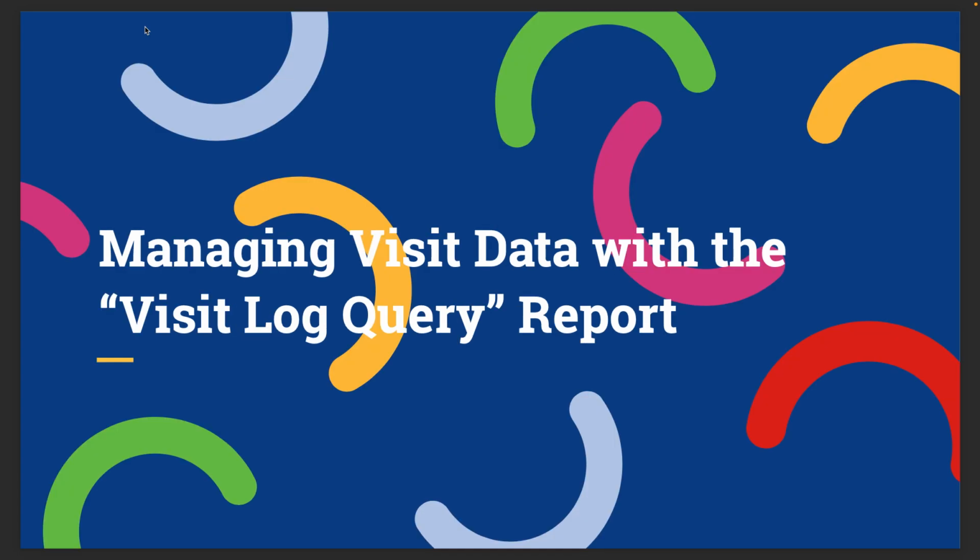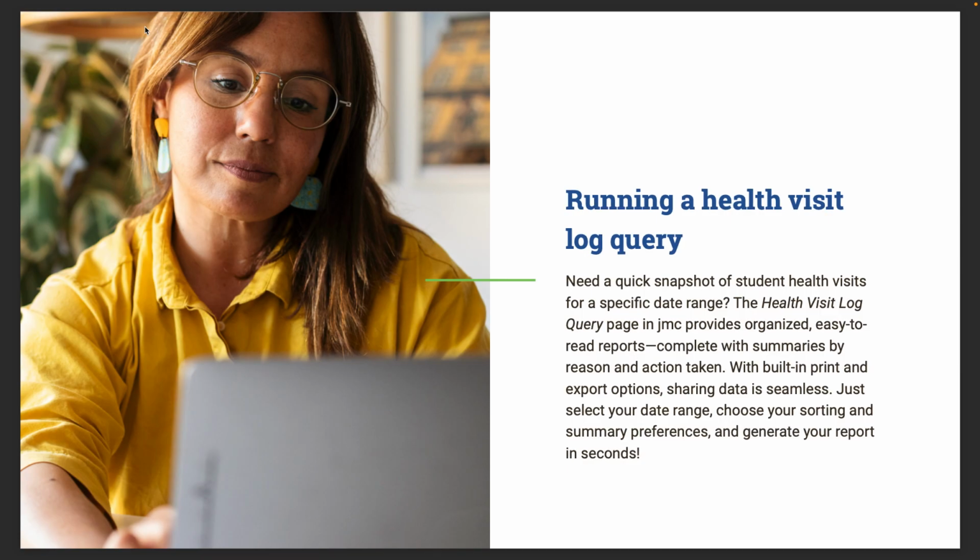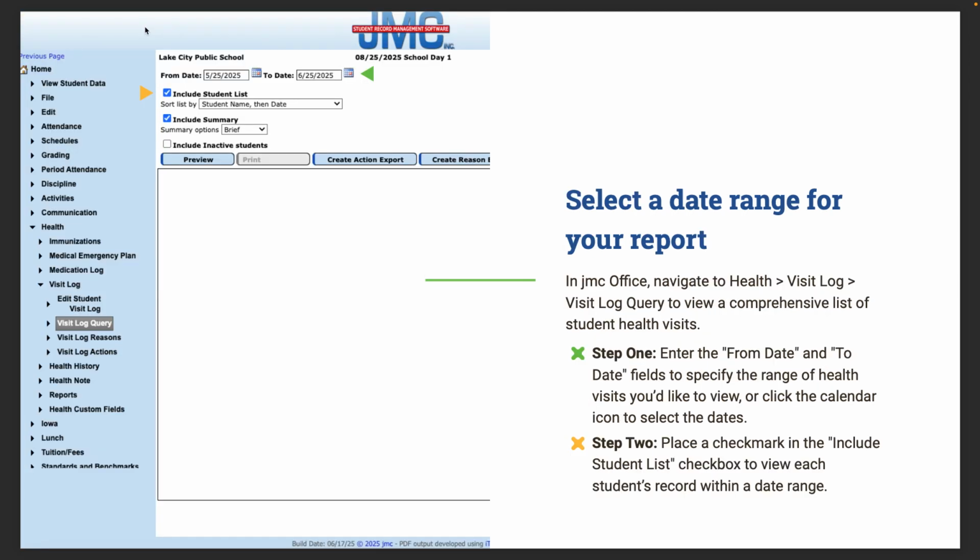So now we're going to head back and talk about managing that data with the visit log reports. So, need a quick snapshot of student health visits from a specific date range? The Health Visit Log Query page in JMC provides organized, easy to read reports, complete with summaries by reason and action taken. With built-in print and export options, sharing data is seamless. Just select your date range, choose your sorting and summary preferences, and generate your report in seconds.